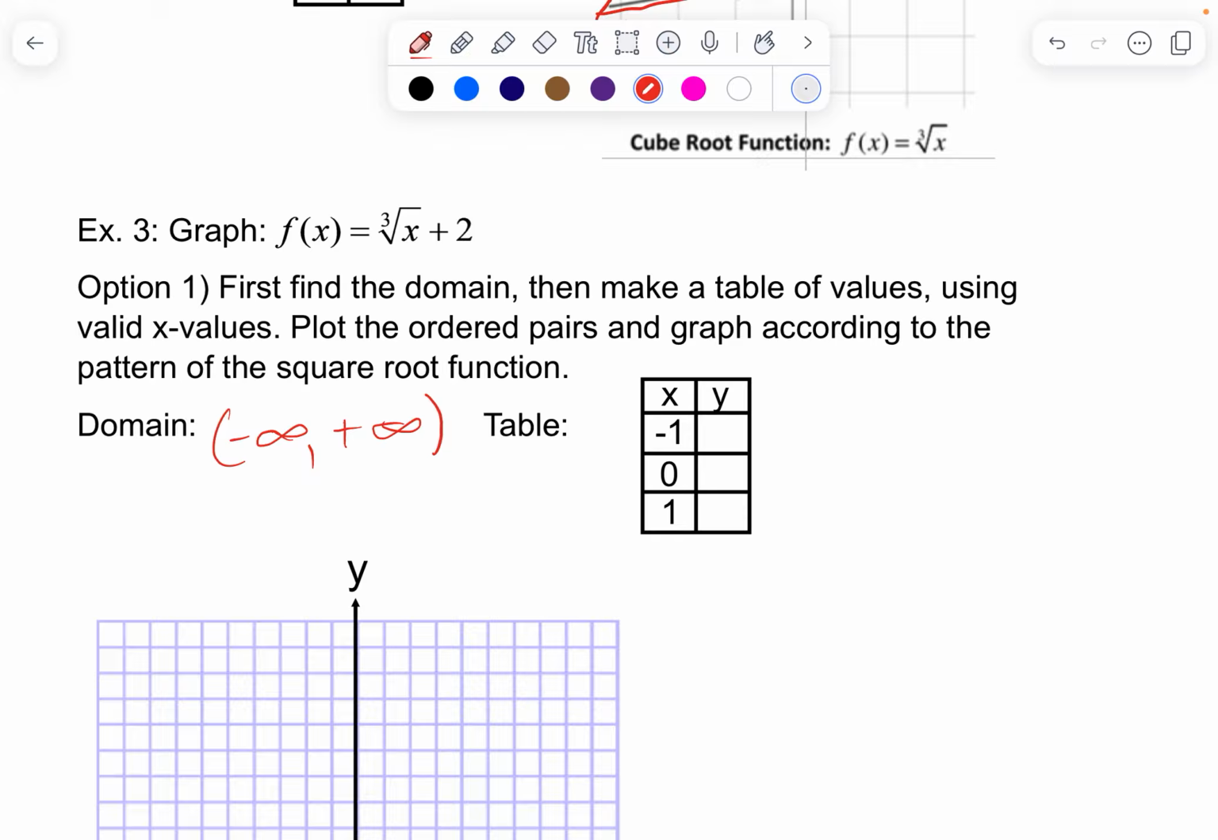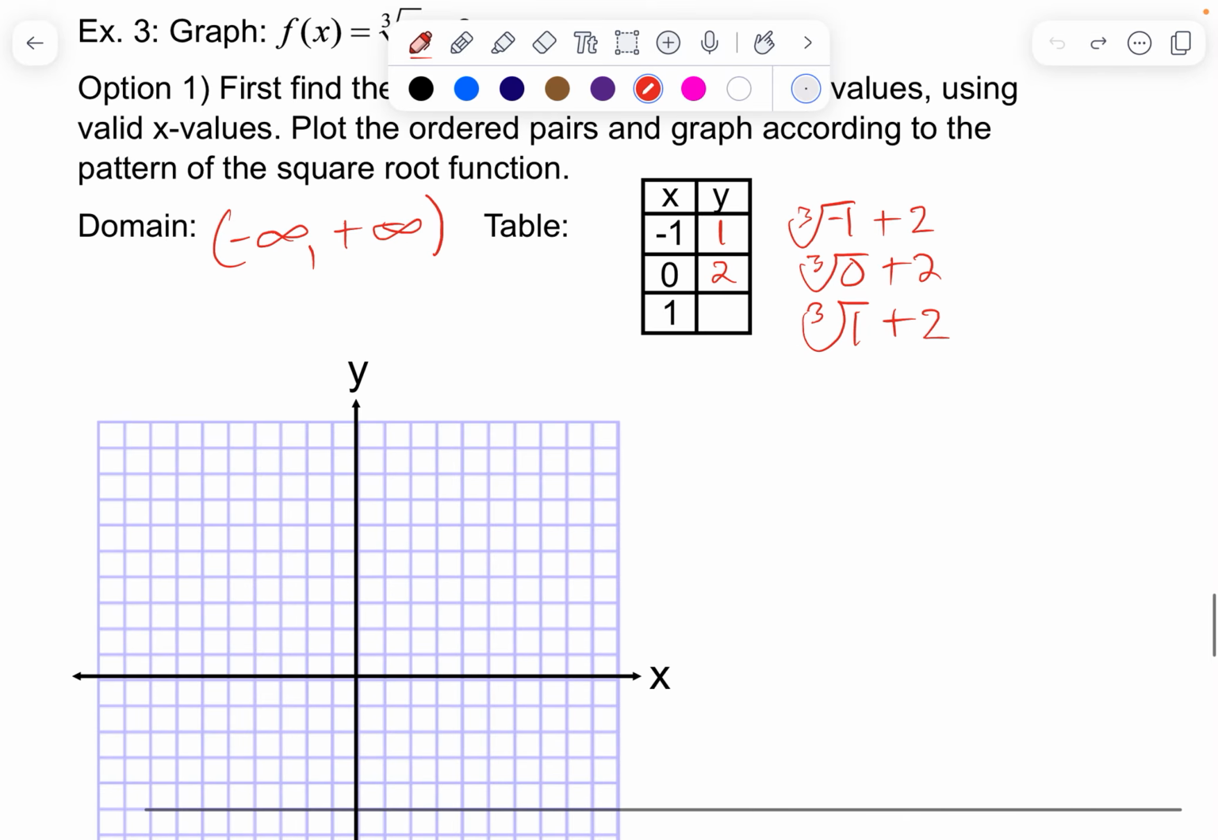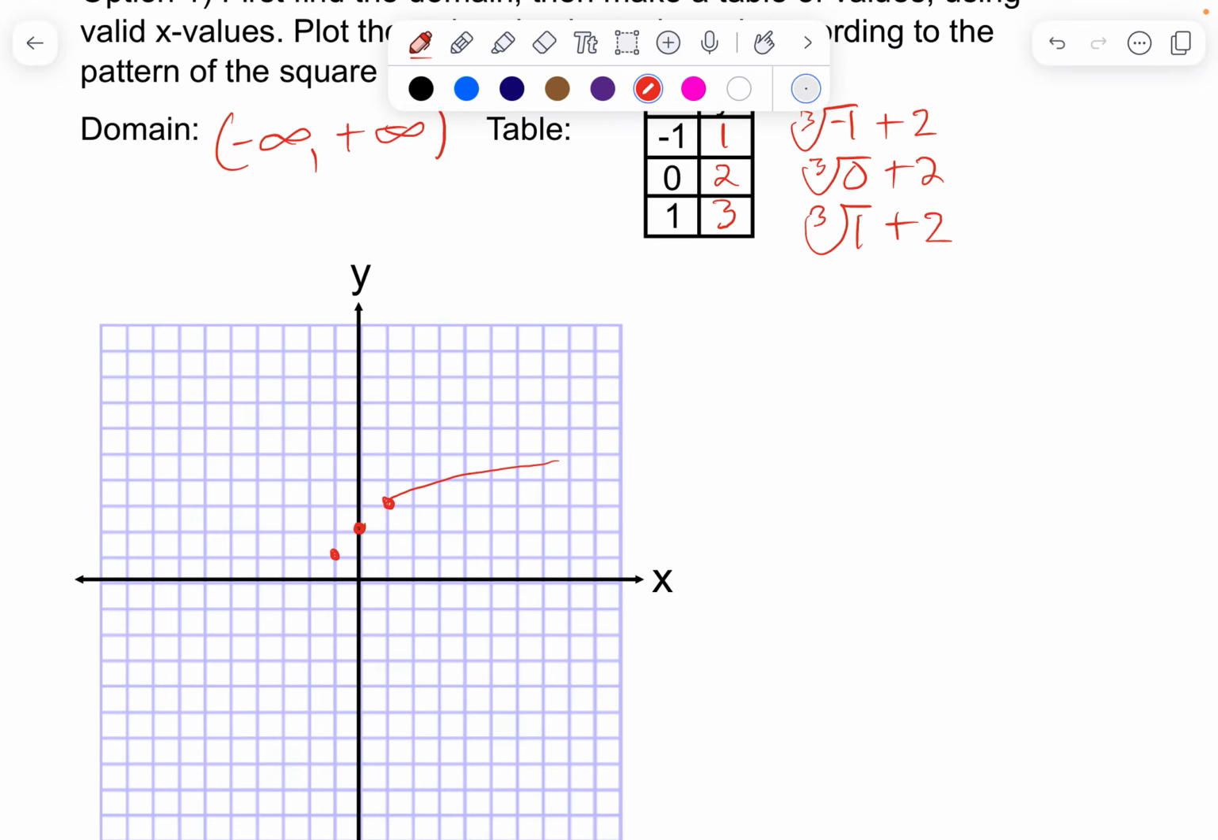So the cube root of negative 1 is negative 1 plus 2. We've got negative 1 plus 2 is 1. The cube root of 0 is 0 plus 2 is 2. The cube root of 1 is 1 plus 2 is 3. So I've got my points here. Negative 1, 1, 0, 2, and 1, 3. And do the best that you can here. This is going to be kind of a funky S value here.